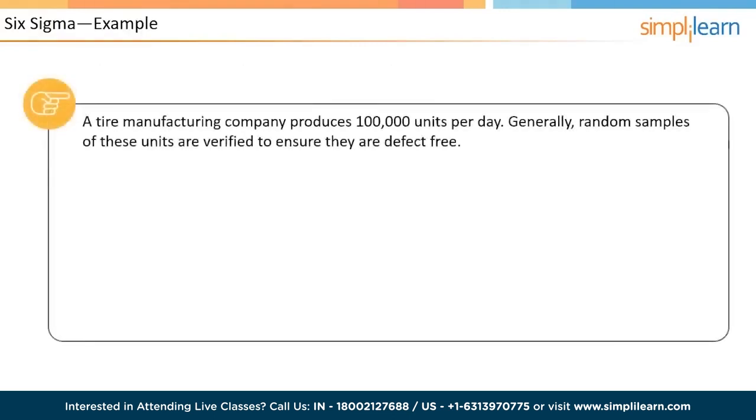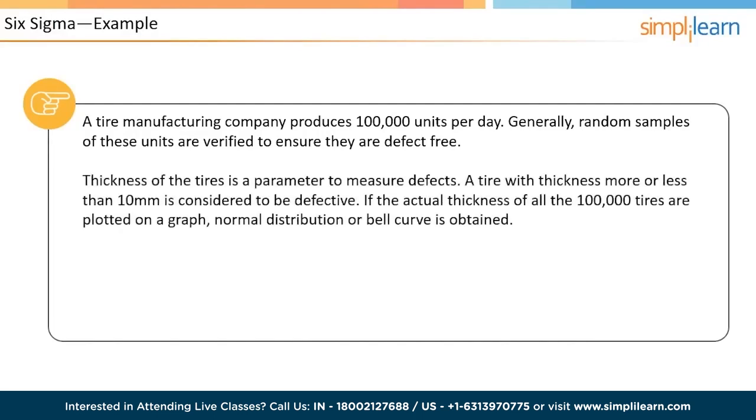To understand 6 sigma, let us look at an example. A tire manufacturing company produces 100,000 tires a day. It is not possible to verify each and every tire manually to ensure it is defect-free. Instead, a random sample of these manufactured tires is taken and checked for defects. Assuming that the thickness of the tires is a parameter to measure defect, any tire that has a thickness more than or less than 10 millimeters is considered to be defective.